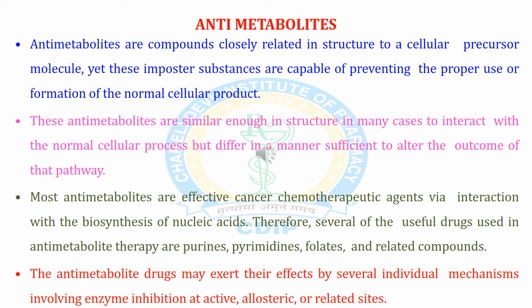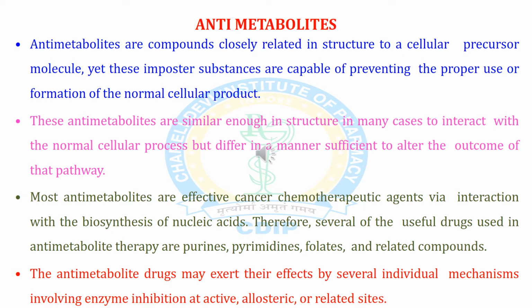Antimetabolites are compounds closely related in structure to a cellular precursor molecule, and these imposter substances are capable of preventing the proper use or formation of the normal cellular product. These antimetabolites are similar enough in structure in many cases to interact with the normal cellular process, but differ in a manner sufficient to alter the outcome of the pathway. Most antimetabolites are effective cancer chemotherapeutic agents by interaction with the biosynthesis of nucleic acids.